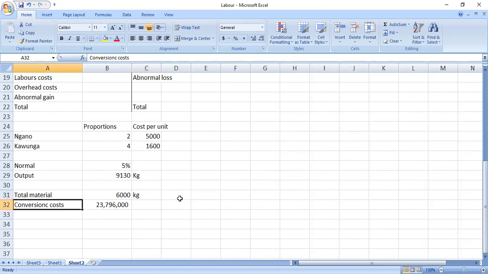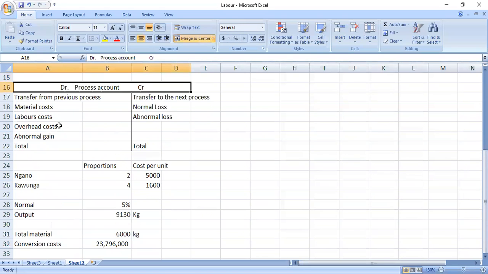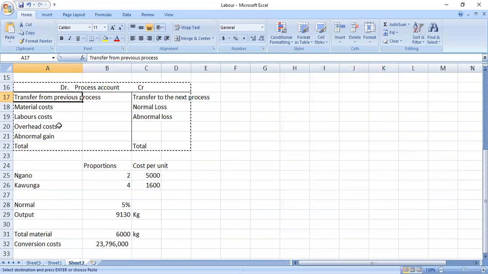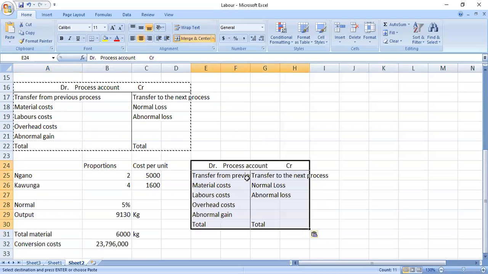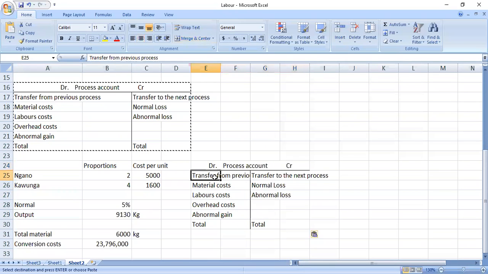Now they didn't give us labor costs and overheads. They just categorized them as conversion costs. So the total is this. Let's see how a T account will look. The T account is not going to look any different. I'm just going to borrow this very one that I drew here, copy and paste, and substitute accordingly. Let me even put it here where we're saying what we're taking.